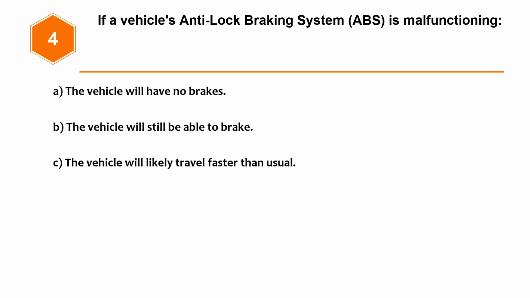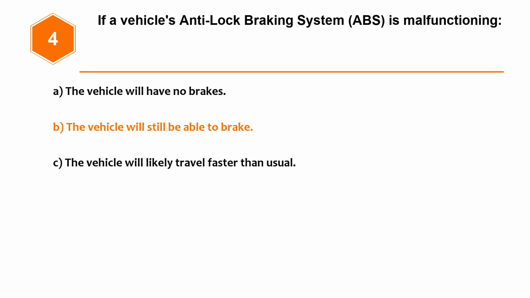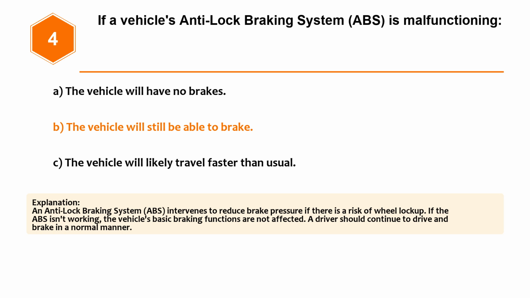Question 4. If a vehicle's anti-lock braking system ABS is malfunctioning. Option A. The vehicle will have no brakes. Option B. The vehicle will still be able to brake. Option C. The vehicle will likely travel faster than usual. The correct answer is option B. The vehicle will still be able to brake. Explanation. An anti-lock braking system ABS intervenes to reduce brake pressure if there is a risk of wheel lock. If the ABS isn't working, the vehicle's basic braking functions are not affected. A driver should continue to drive and brake in a normal manner.